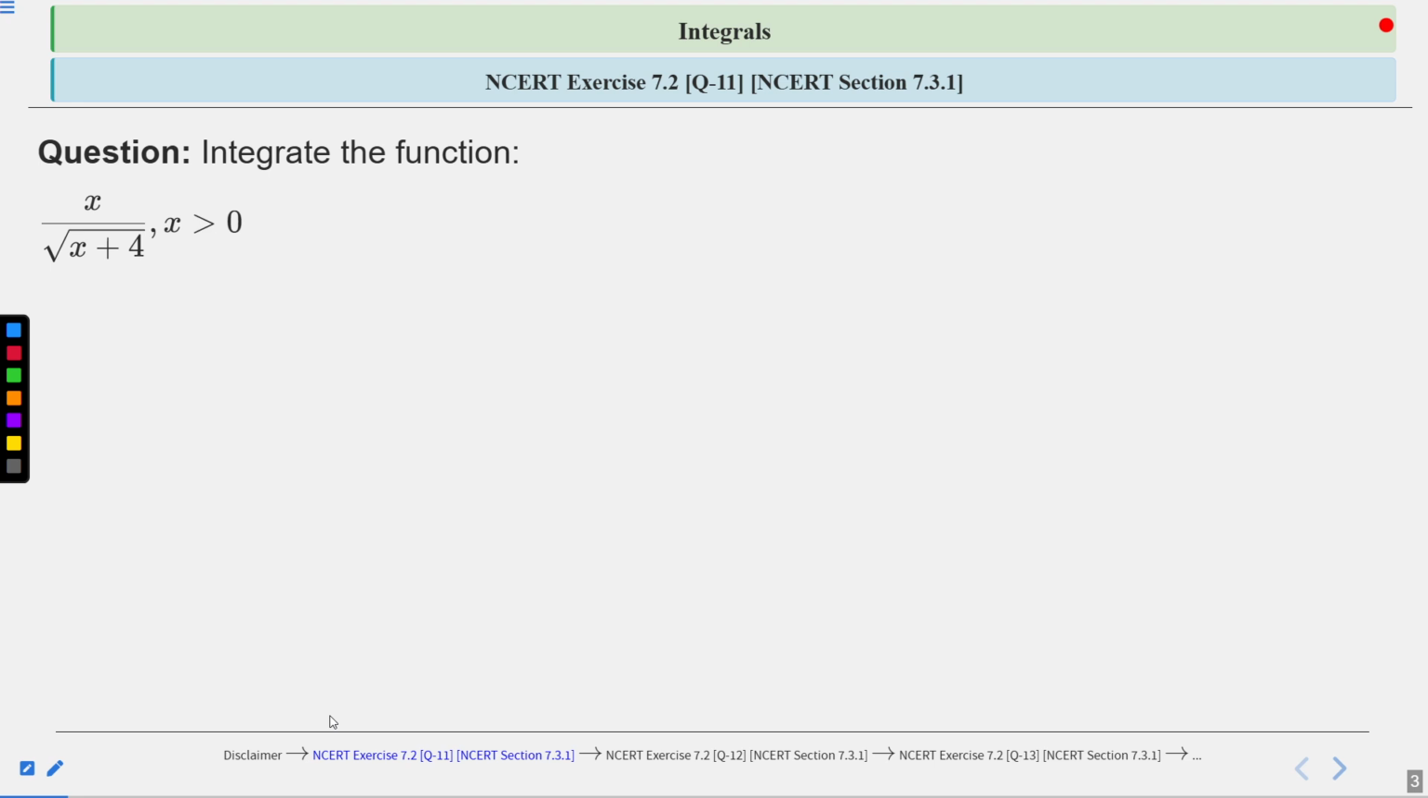Again, we will try to apply some substitution. This question is basically NCERT exercise 7.2, question number 11, and we need to integrate the given function. We will try some substitution here, and after doing the substitution, we will try to make this integral as easy as possible. So in this way, we can try to approach this question. We have some time to solve or think about this question. After that, we will discuss the solution part.